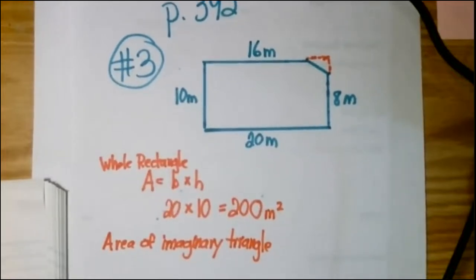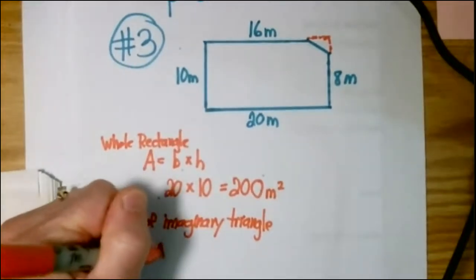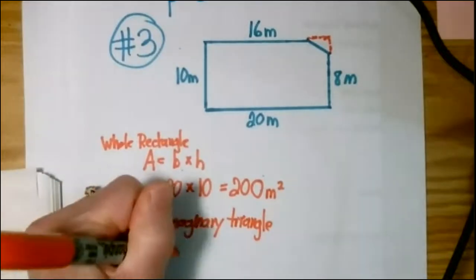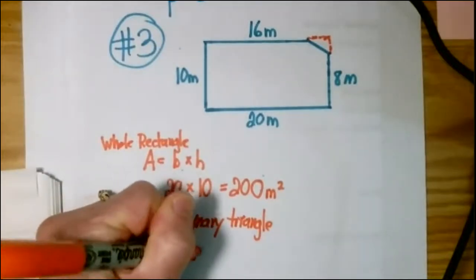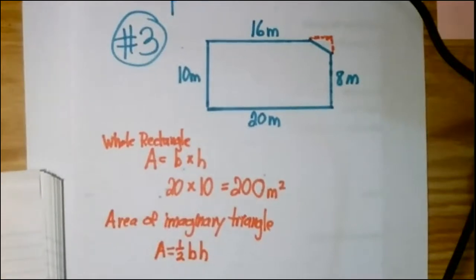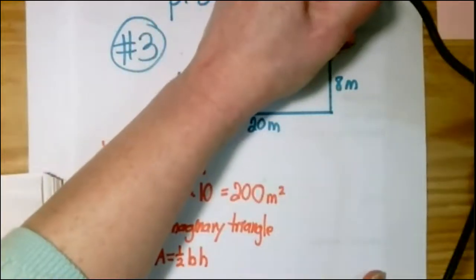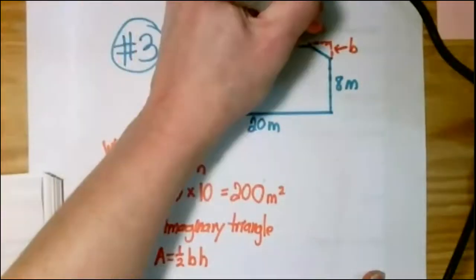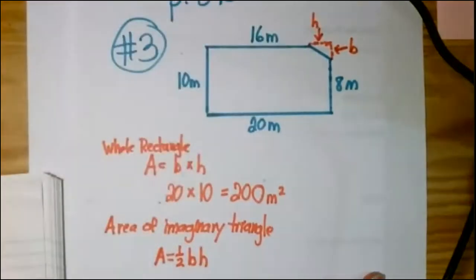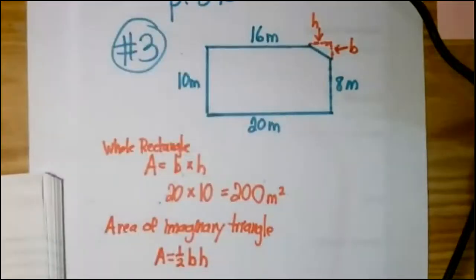What's the area formula for a triangle? Area is equal to 1/2 base times height. Okay. So if we call this our base and we call this our height, how can we find the base? What is that? It's not labeled. How can we figure it out?